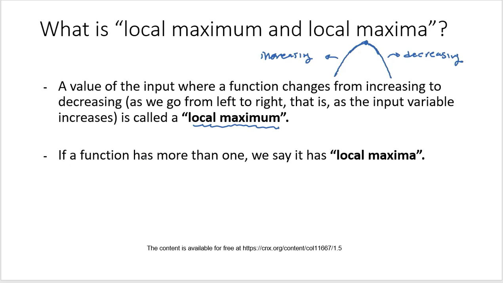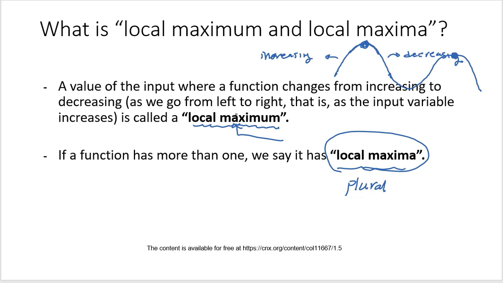And if we have more than one of these points, we call them local maxima. So if you have something like this, we have two of them, we call them local maxima. So local maxima is just the plural term for local maximum.